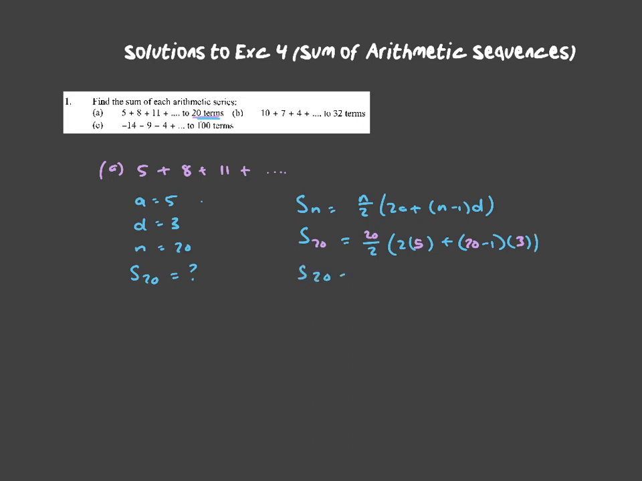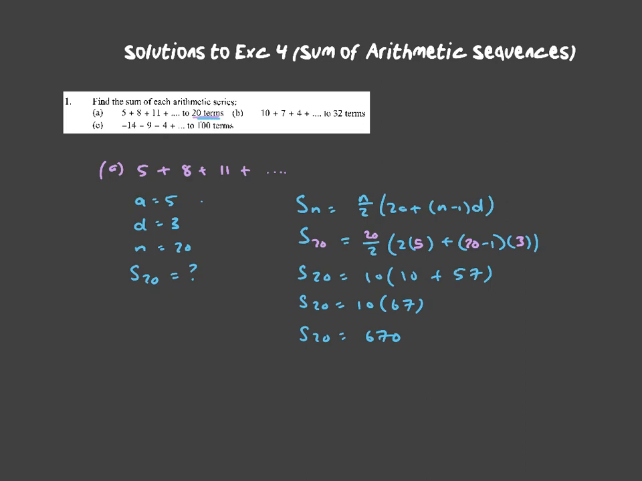So the sum of the first 20 terms is going to be 10. 20 divided by 2 is 10, right? 2 times by 5 is 10. And then 20 minus 1 times by 3 is going to equal, what's that, 57. And so what we've got is the sum of the first 20 terms is 10 times by 67. So that is equal to 670.